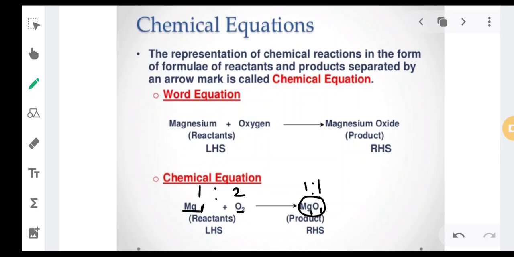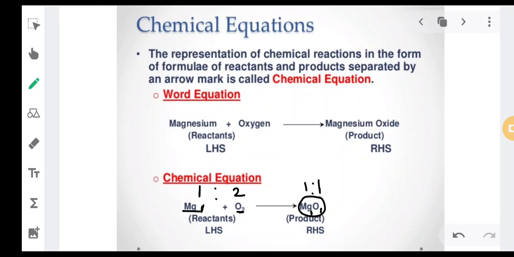So now the ratio is 1:2 in the reactants, whereas the ratio becomes 1:1 in the product. So the atoms on the reactant side and the product side are not balanced, if you can see. There is one oxygen which is less on the product side. So how do we balance this type of chemical reaction?